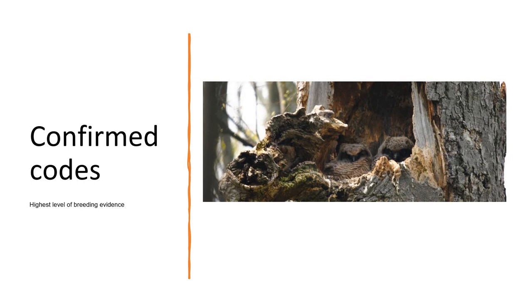Our final category are confirmed codes. This is the highest level of breeding evidence. We confirm that the species is in fact breeding in the location or the site. In this case, we've got great horned owl young in a nest. So we use the NY code, nest with young.